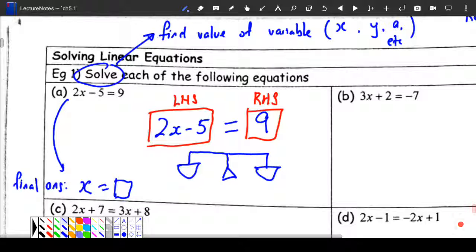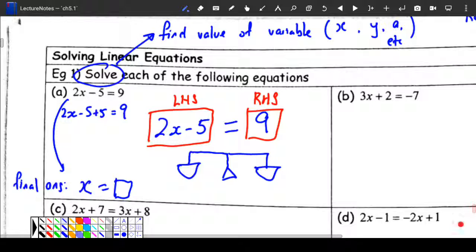Plus 5. Can follow? But if I plus 5 here, is it still equal? Again, if I plus 5 here, that means I write 2x minus 5, I plus 5 here. Is it still equal to 9? No. This plus 5 is I purposely put it in. Then you see the beam here will be not balanced, right?